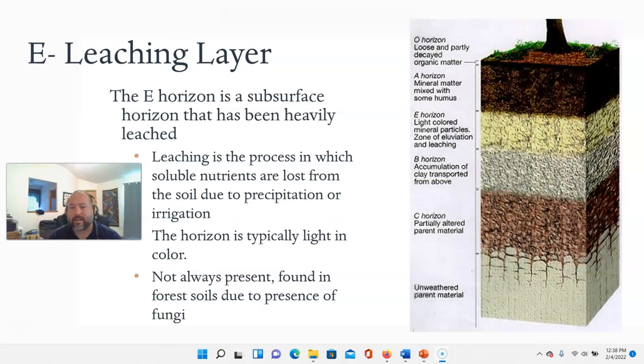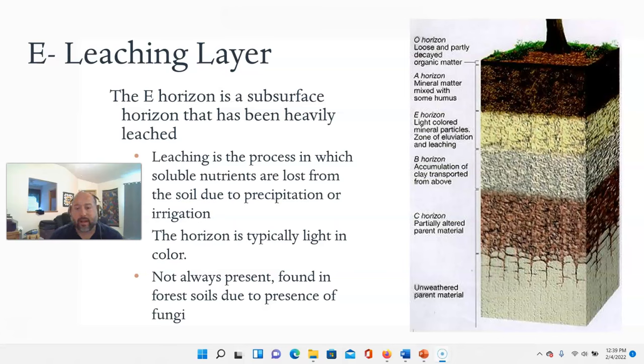One of the big things that's important to understand about an E horizon, if it's there, is that the reason it's got that light color to it is because the organic matter and the minerals, that stuff from the topsoil, has worked its way down, but it has leached through that layer. So the next layer below is actually going to be a little bit darker than this one, because all that's going to be left in this E horizon are all the minerals that didn't get leached through, and so those are usually going to be of a lighter color.